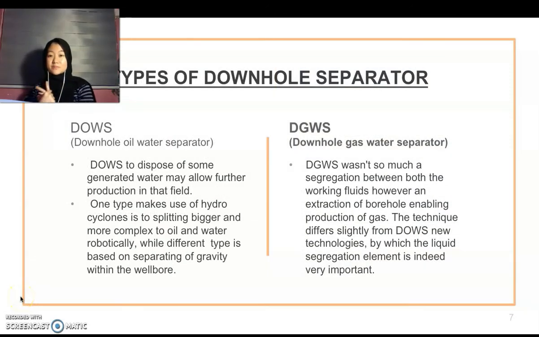So there are two types of downhole separator, known as DOWS and DGWS. DOWS stands for downhole oil water separator. It is installed at the bottom of the well and separates the oil and water at the bottom. There are two primary components here, which include hydroclones and gravity settler. Hydroclones are used for bigger and more complex molecules or properties, while the gravity settler is used within the wellbore.